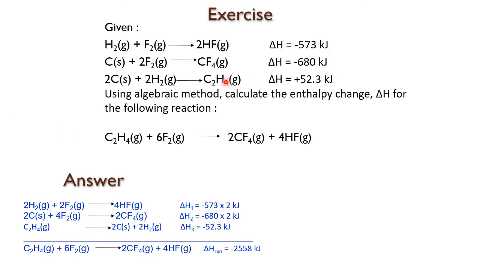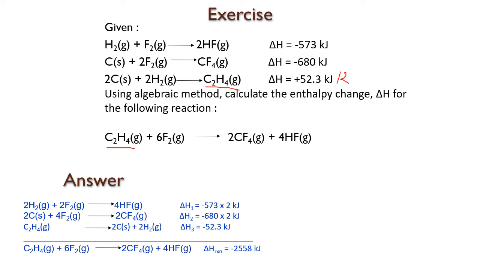Okay, next example. Given there are three thermochemical equations, and the question asks, using the algebraic method, calculate the enthalpy change for the following reaction, meaning that this one is the targeted equation. Before we check the answer, let's try. In this targeted equation, this one is the reactant and over here is the product, meaning that this equation needs to be reversed. And then 6 fluorine.